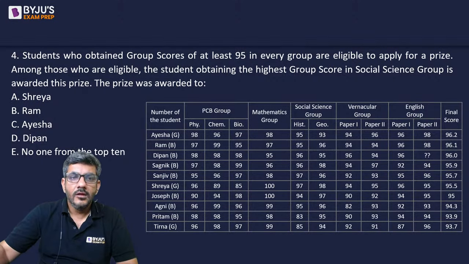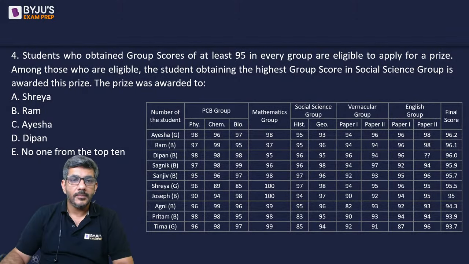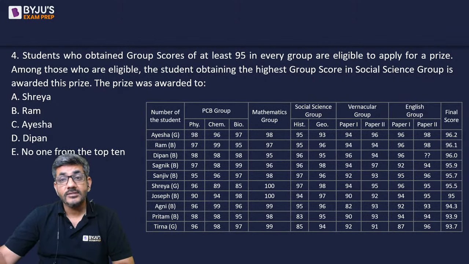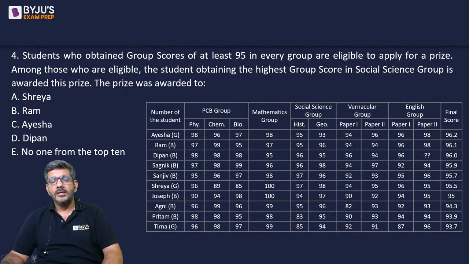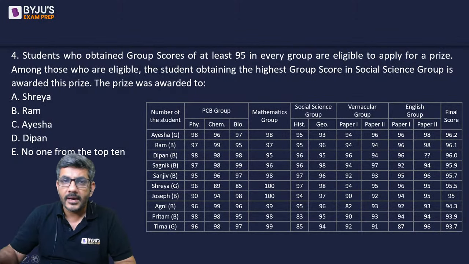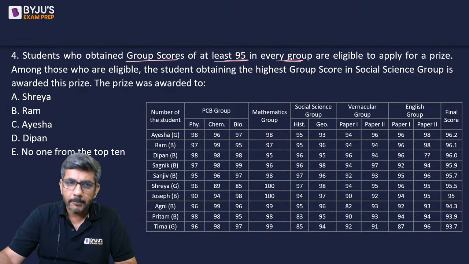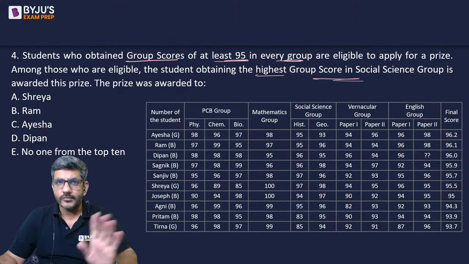Let's do it. Students who obtained group scores of at least 95 in every group are eligible to apply for a prize. Among those who are eligible, the student obtaining the highest group score in social science group is awarded this prize. So the prize was awarded to whom? The simple point is, first of all, the person who would be given the prize would have a group score of at least 95 in every group, plus he would have the highest group score in social studies among all of those people.